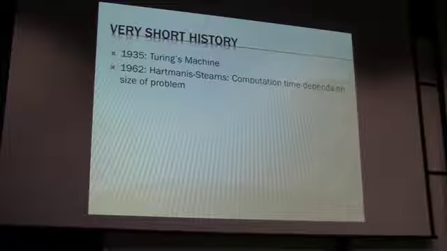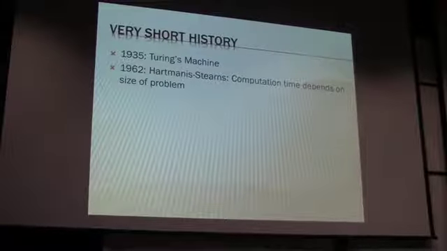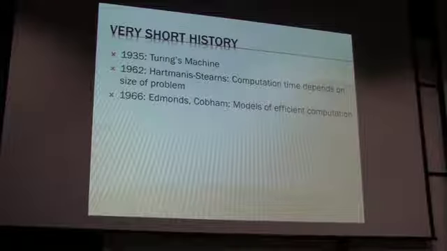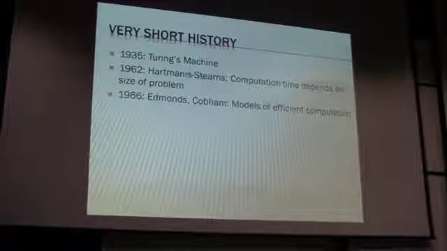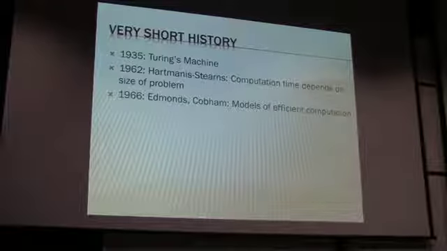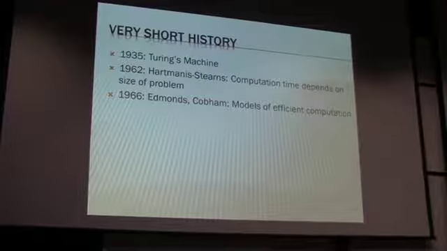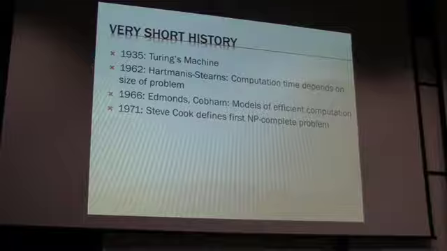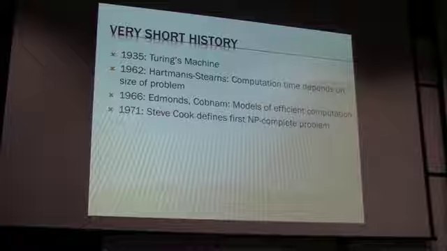And in fact, their paper on the computational complexity of algorithms is what named our field, computational complexity. In '66, Jack Edmonds and Alan Cobham, in separate papers, talked about what would be the right notion of efficient computation, mentioning polynomial time as the notion of efficient computation. That's where the class P came from. And in 1971, Steve Cook on the US side defined the first NP-complete problem, basically establishing the P versus NP problem.